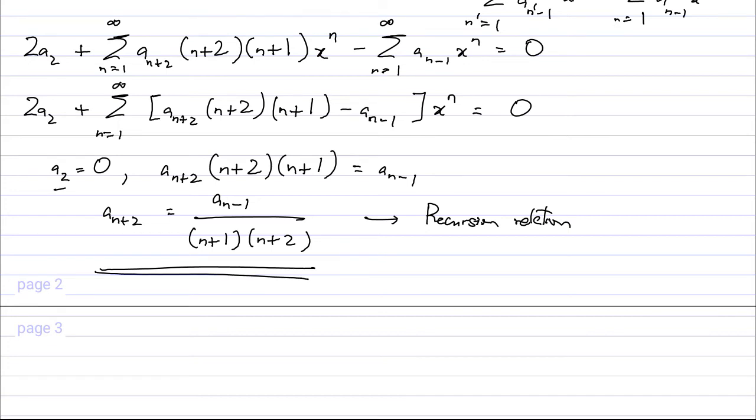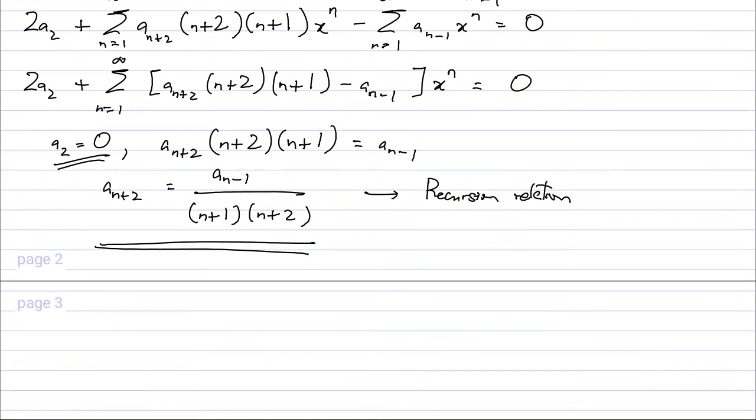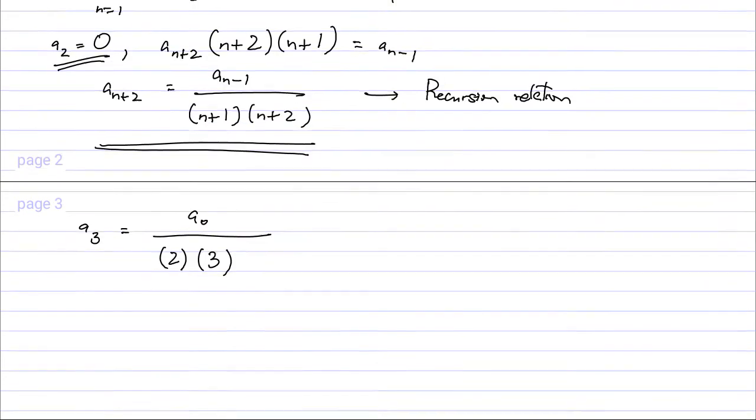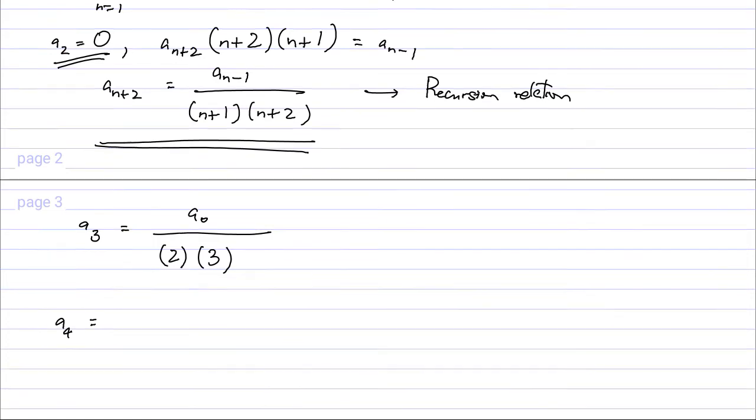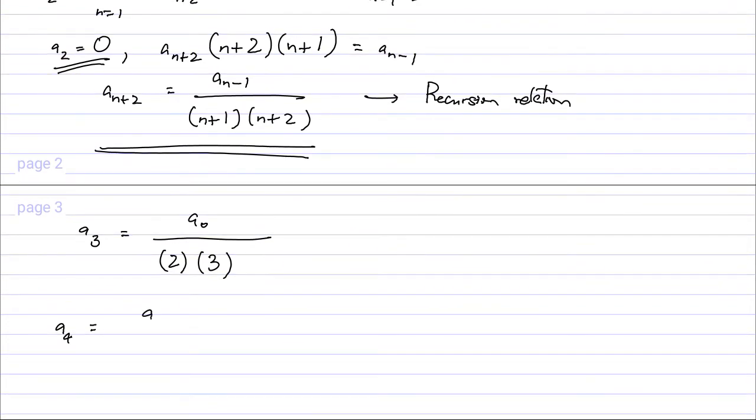Okay, and we have also found that a2 must be equal to 0. So let me put n equal to 1 into the recursion relation. I'll find that a3 is equal to a0 over 2 times 3. Right? And so let's just write it out. A4 must be equal to, putting n equal to 2, a1 over 3 times 4.